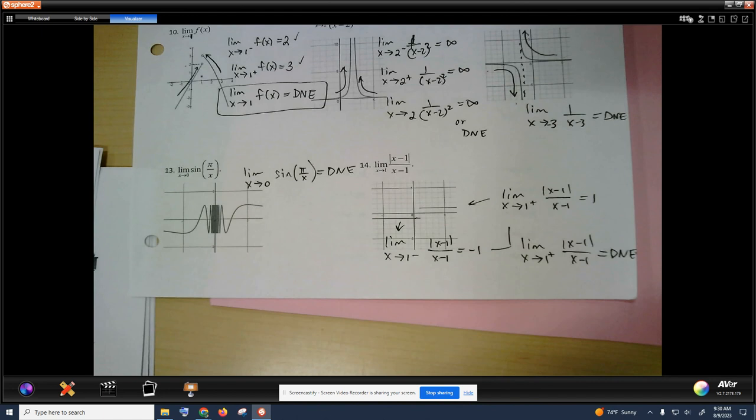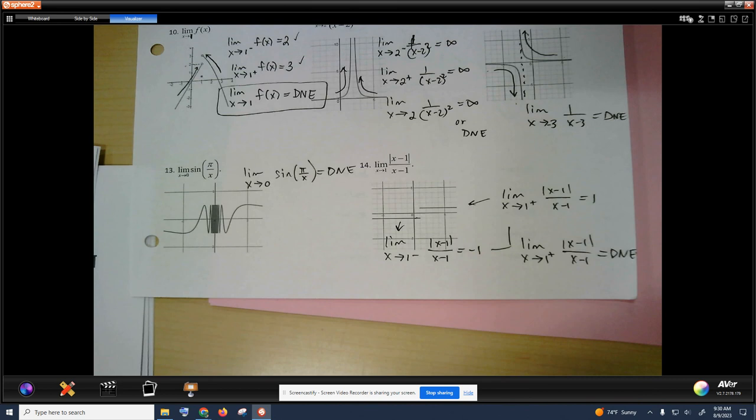Okay, so that means that the big definition is the limit exists if the left and right limit are equal. And so for limits to not exist, it's just when the left does not equal the right.